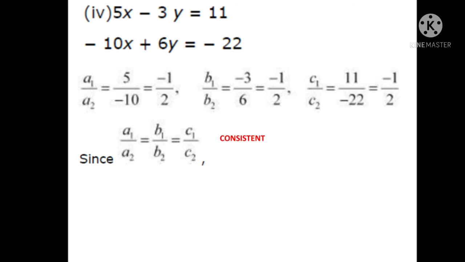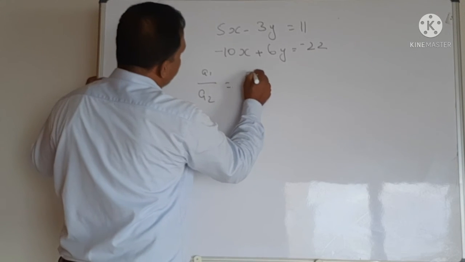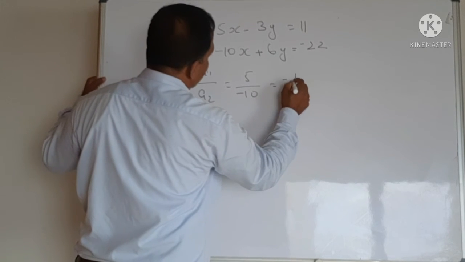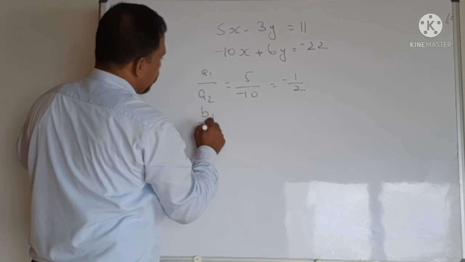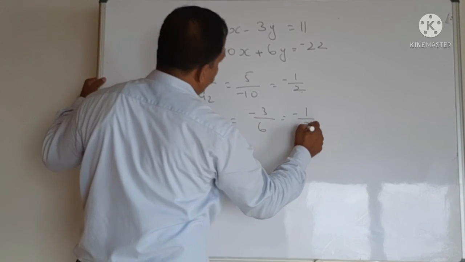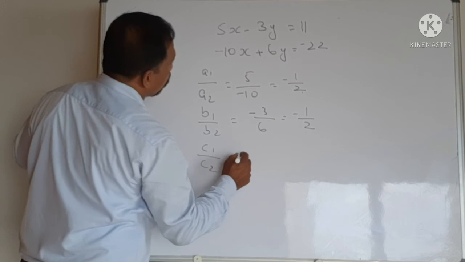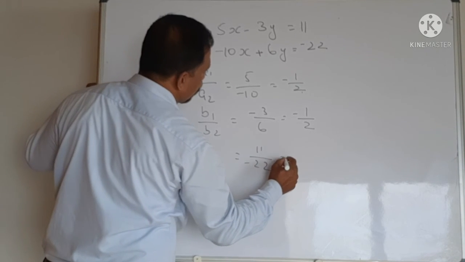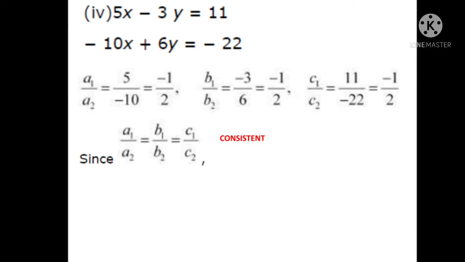Let us do question number 4. 5x minus 3y is equal to 11 and minus 10x plus 6y is equal to minus 22. So let us see the ratios. A1 by A2 is 5 by minus 10, that is minus 1 by 2. B1 by B2 is minus 3 by 6, that is again minus 1 by 2. C1 by C2 is 11 by minus 22, that is again minus 1 by 2. From here you can make out A1 by A2 is equal to B1 by B2 is equal to C1 by C2. Therefore, they are consistent.